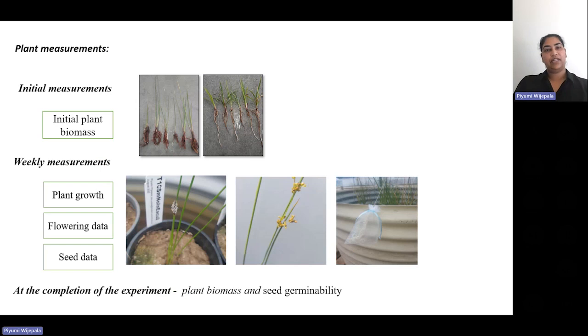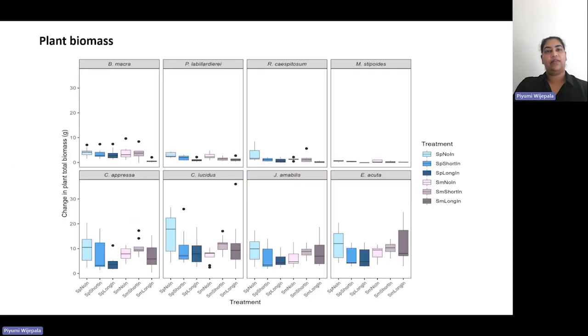For the plant measurements, initially I took the plant biomass of the seedlings, their shoot and root biomass. For the weekly measurements, I measured plant growth, flowering data, and seeding data if available. At the completion of the experiment, I took the plant biomass and seed germinability of the plants. Then we briefly go through some of the results that we have seen so far in this experiment. This graph shows the changes in plant total biomass, which is the total of shoot and root plant biomass.